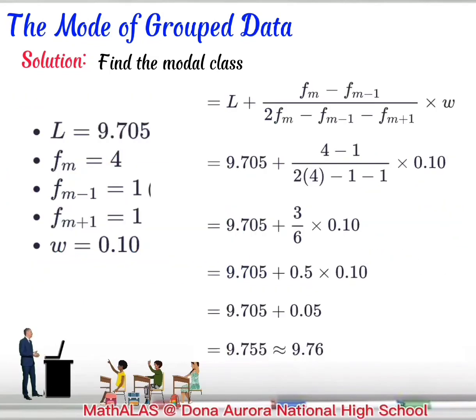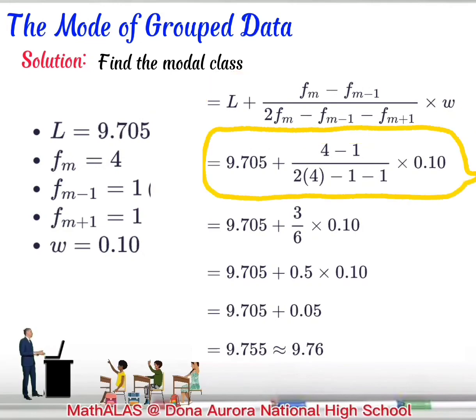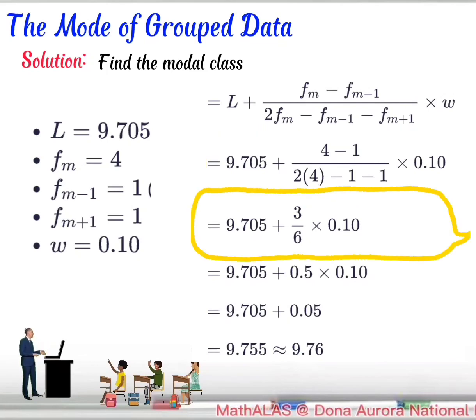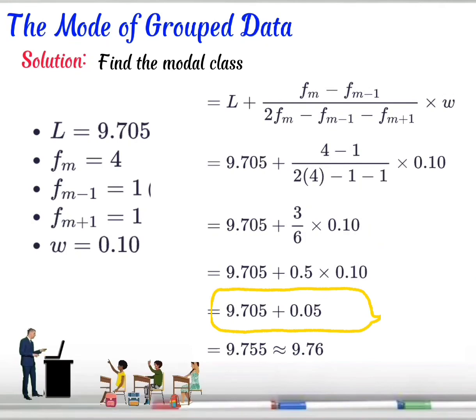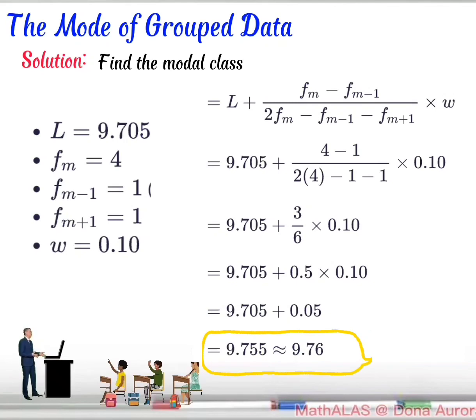We substitute the data in the formula, so we have 9.705 plus 4 minus 1 all over 2 times 4 minus 1 multiplied by 0.1 equals 9.705 plus 3 over 6 times 0.10 equals 9.705 plus 0.5 times 0.10 equals 9.705 plus 0.05 equals 9.755 or approximately 9.76. Our estimated second mode is 9.76.